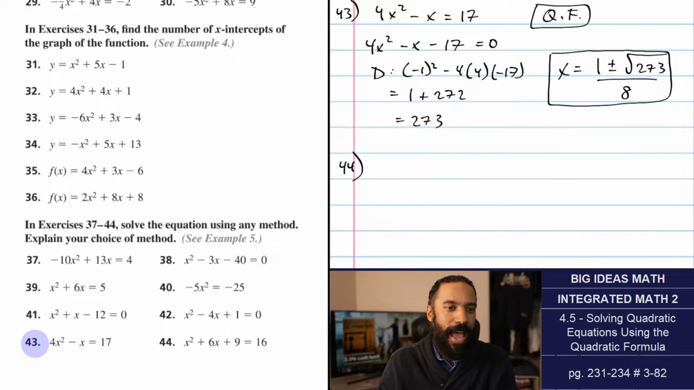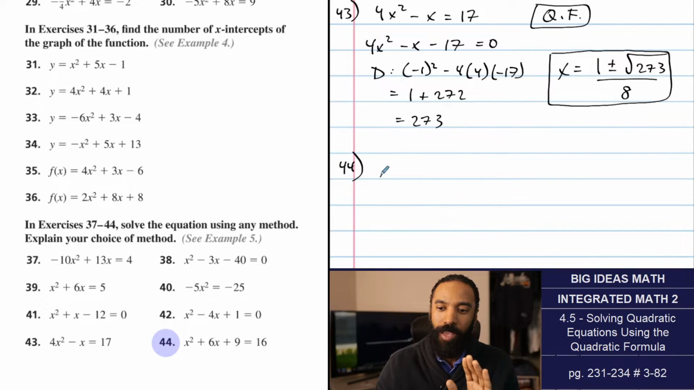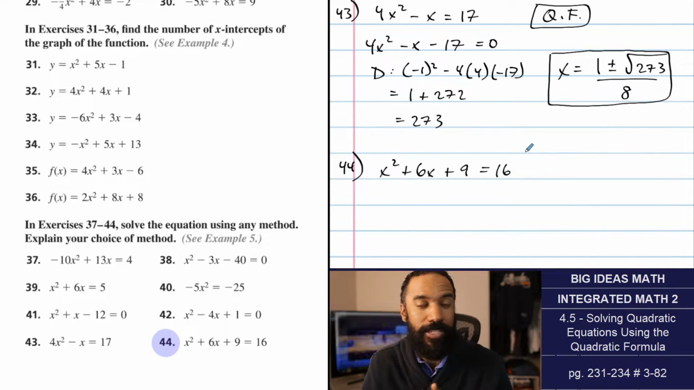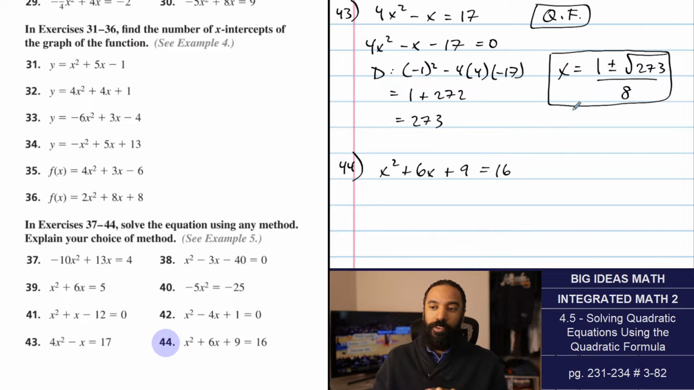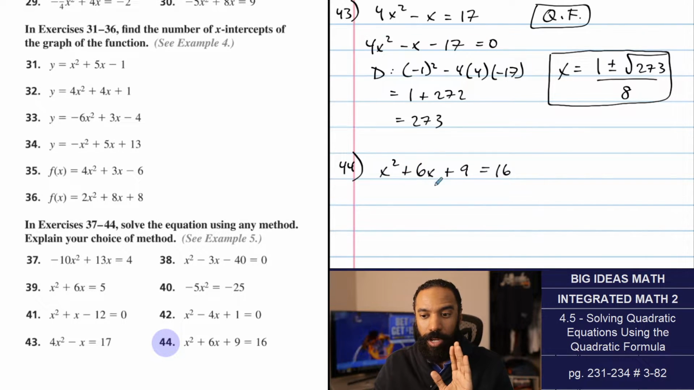Number 44, x squared plus 6x plus 9 equals 16. Okay, this one's interesting. So, I'm going to solve using square roots. Now, this goes against what I said about solving. Well, sort of. I said you can't solve using square roots if you have an x term available, unless your thing is already a perfect square trinomial.